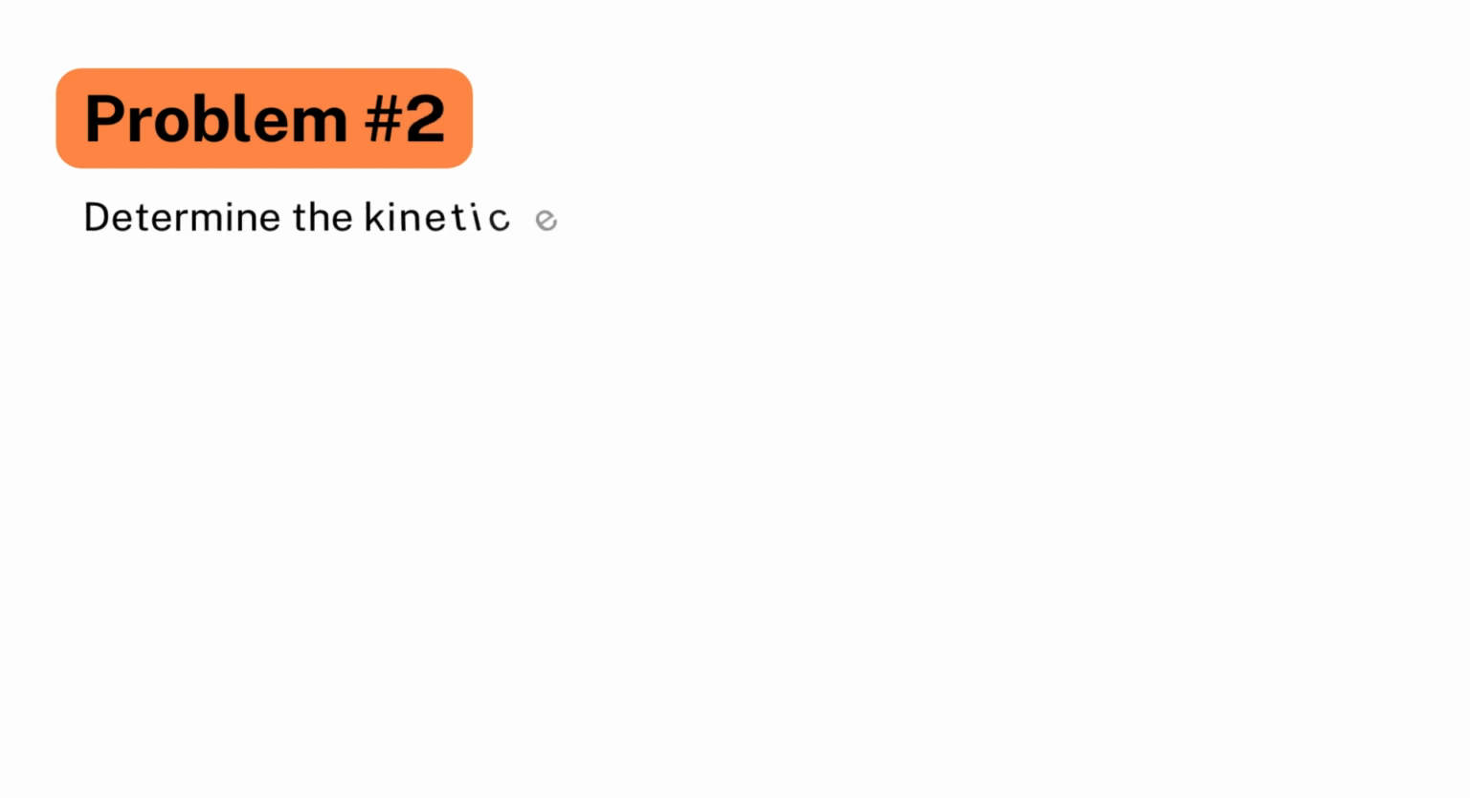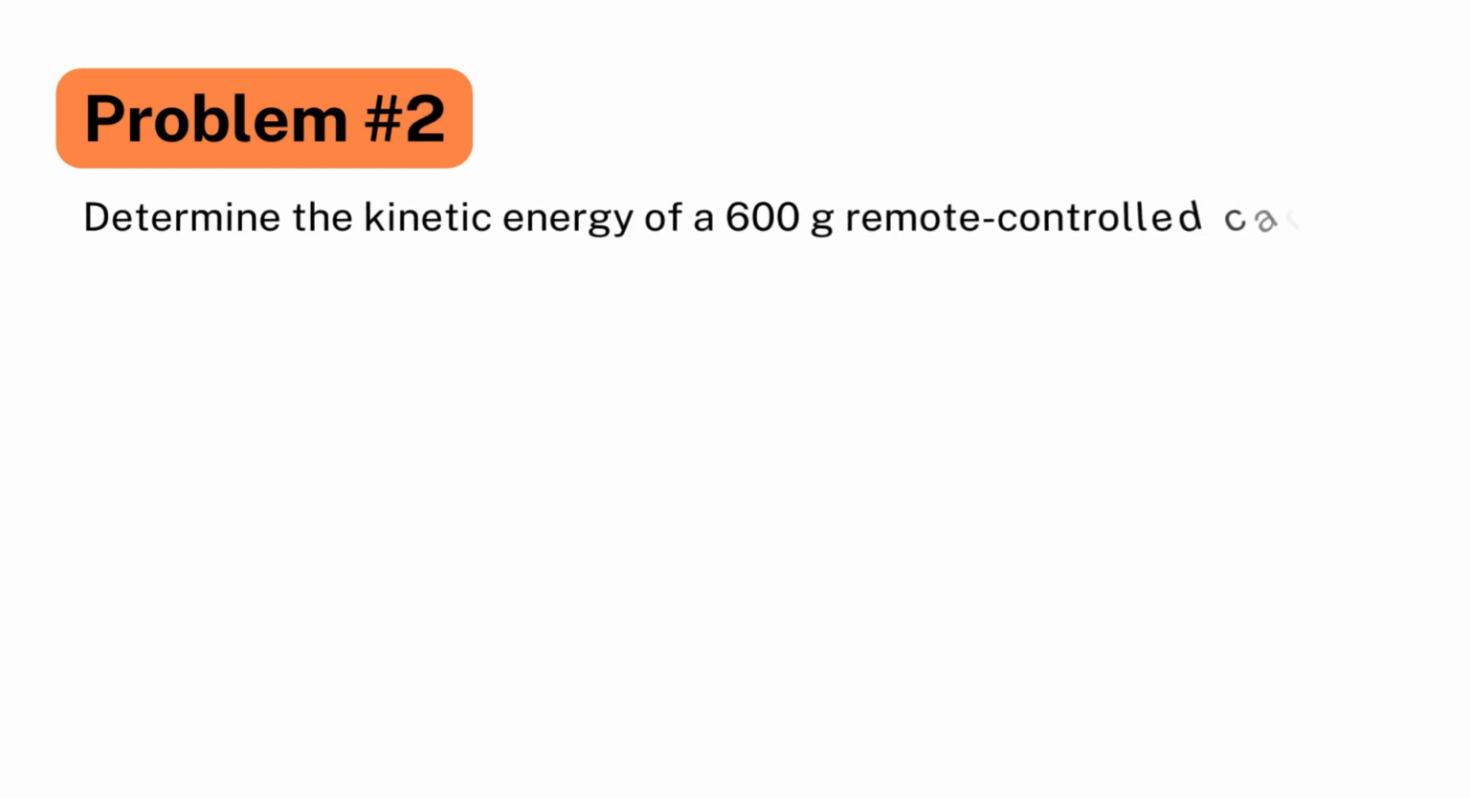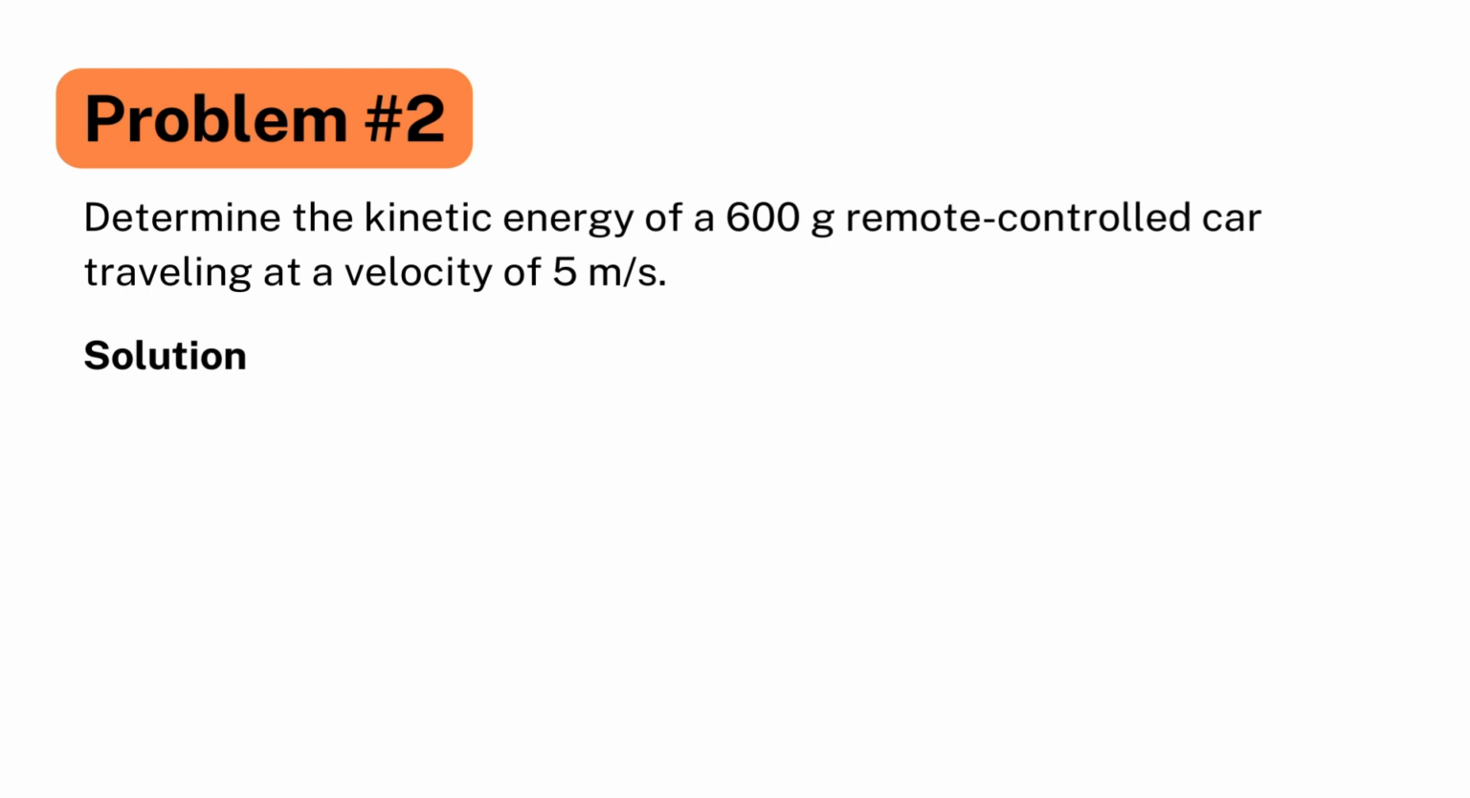Determine the kinetic energy of a 600-gram remote-controlled car traveling at a velocity of 5 meters per second. Note the given information, plug in the values into the formula, and find the kinetic energy as requested. Find the kinetic energy, so write KE equals question mark.